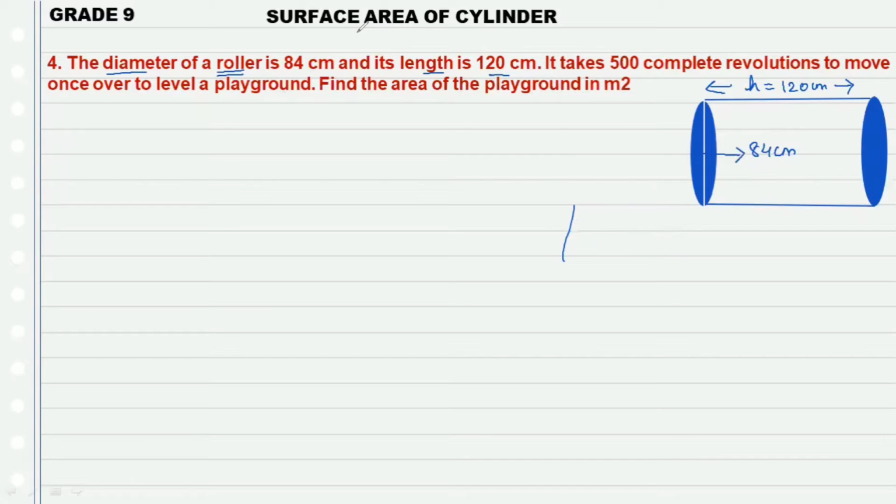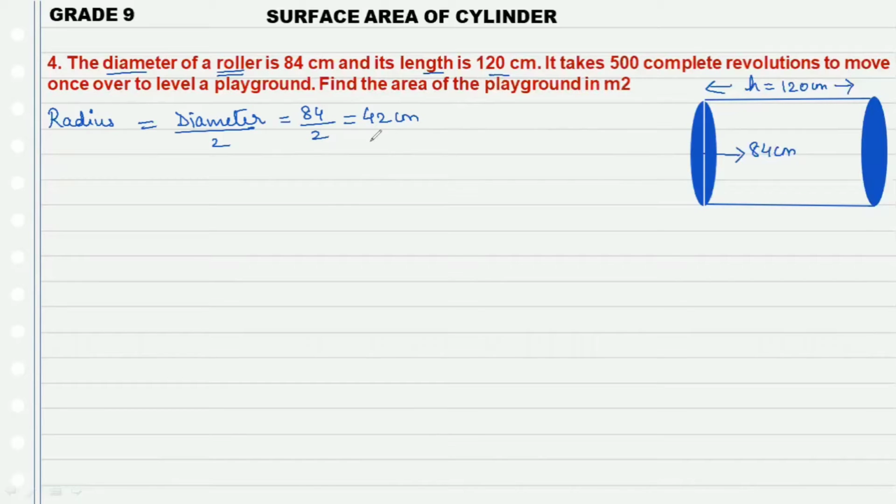Let's start. Very first thing is they have given us the diameter here. So first step we will find the radius. So radius is equal to diameter upon 2, means half of the diameter, right? That is 84 का half लेंगे बच्चों, आपको मिलेगा 42 centimeter.